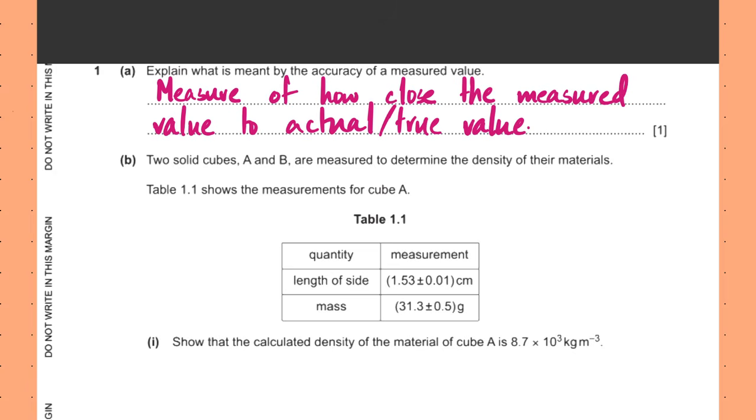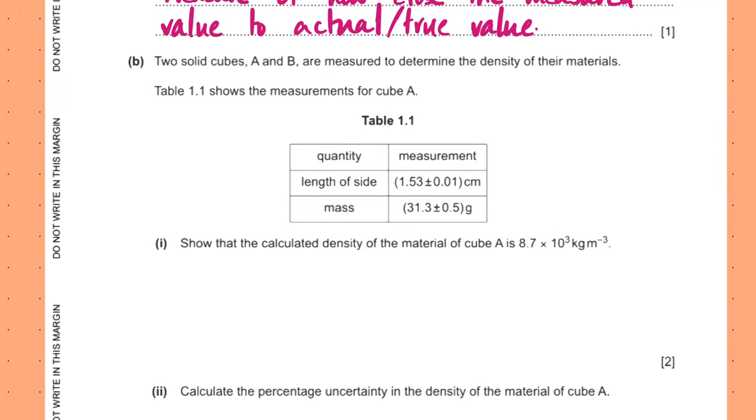Two solid cubes are measured to determine the density of their materials. Figure 1.1 shows the measurements for cube A. So the length of each side is given as 1.53 plus minus 0.01. Mass is given as this. Show that the calculated density is equal to this. So rho equals mass over volume. Because this is a cube, then I know that the volume would just be equal to L cubed, the cube of the length. This is asked in kg per meter cube.